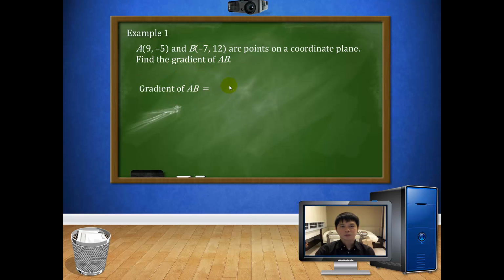Recall the gradients formula is given by y1 minus y2 over x1 minus x2. Now it does not matter which is y1 and which is y2. The important thing is that if you start from here for the y coordinates, you must also start from here for the x coordinates. For example, let negative 5 be y1 and 12 be y2. And hence we must let 9 be x1 and negative 7 be x2. Substituting in the values, we will have negative 5 minus 12 over 9 minus negative 7. Pressing the calculator, we will have negative 17 over 16.